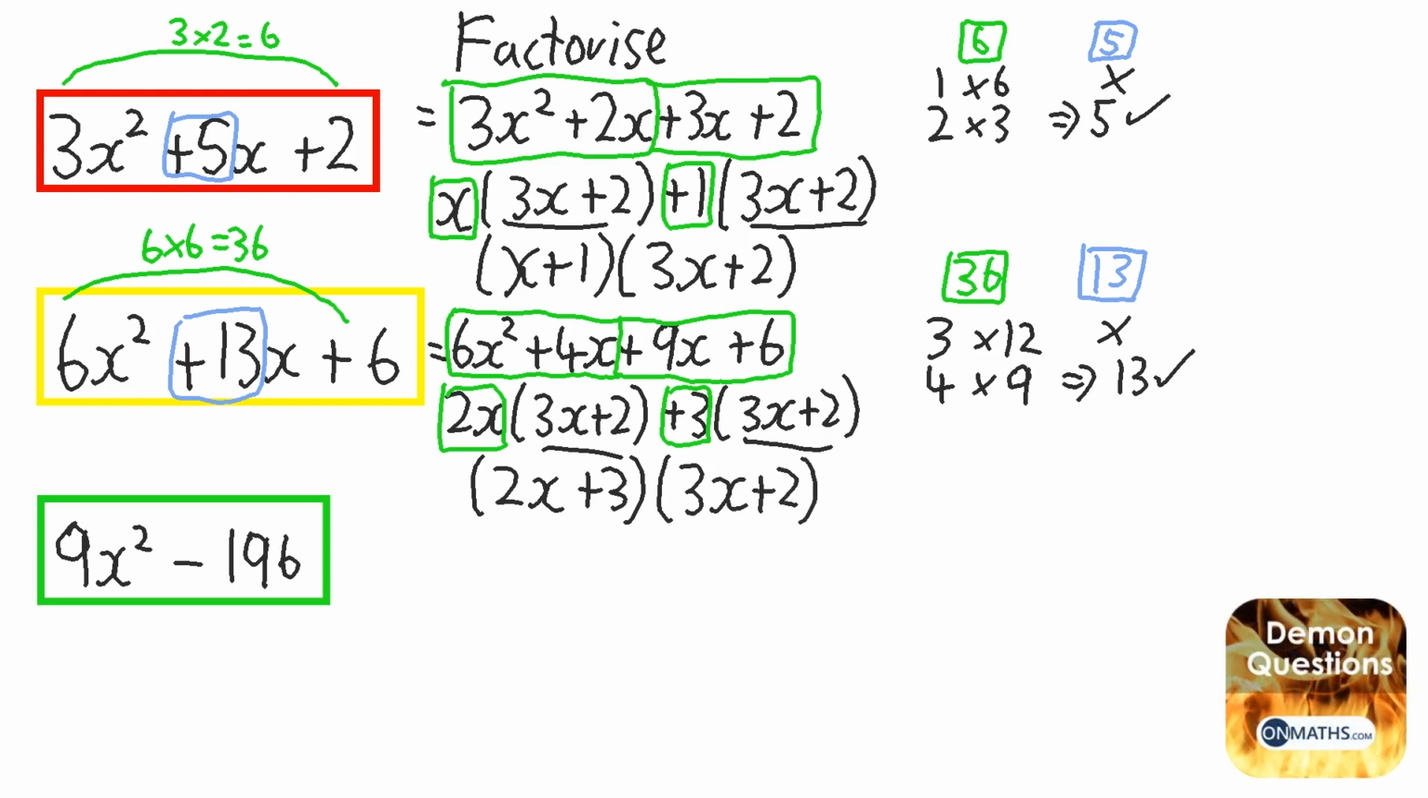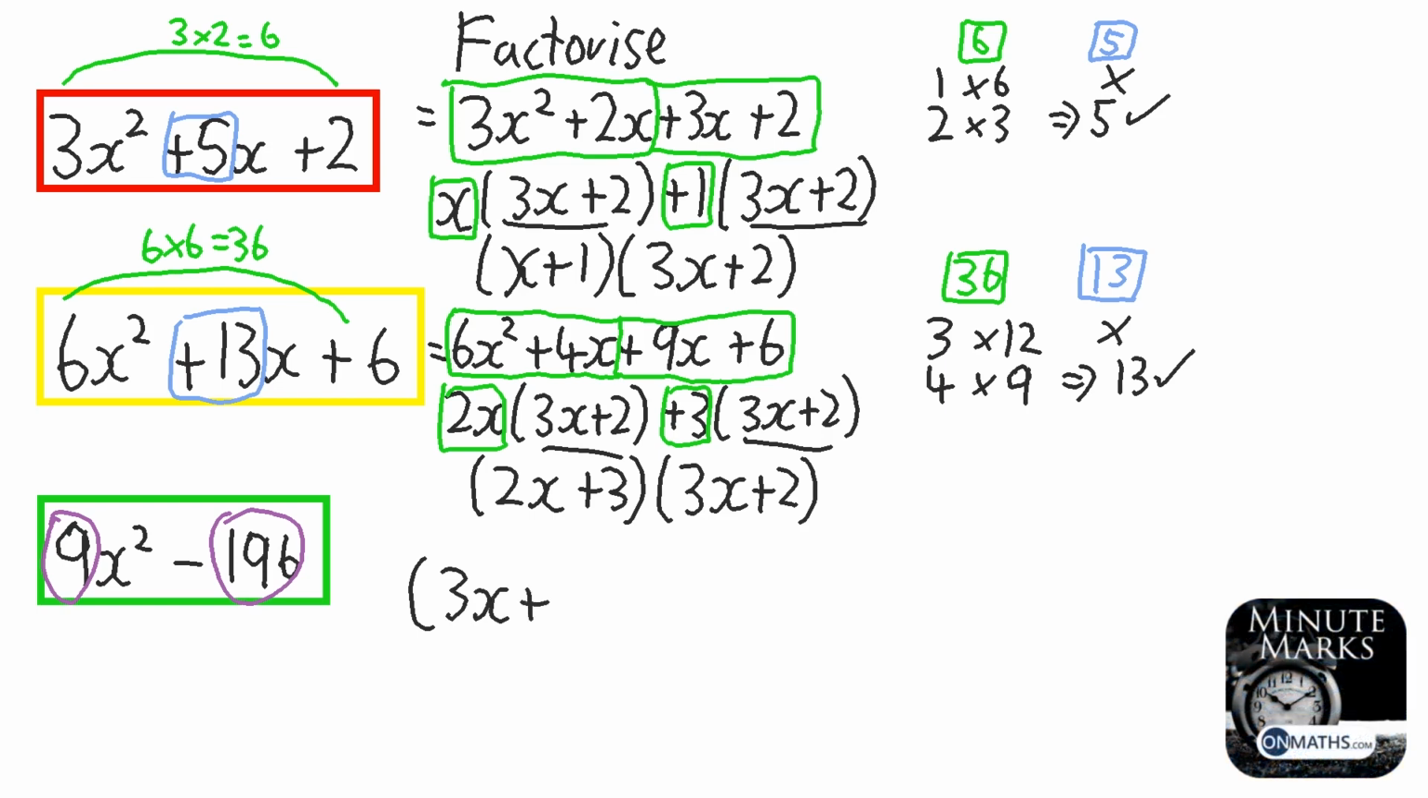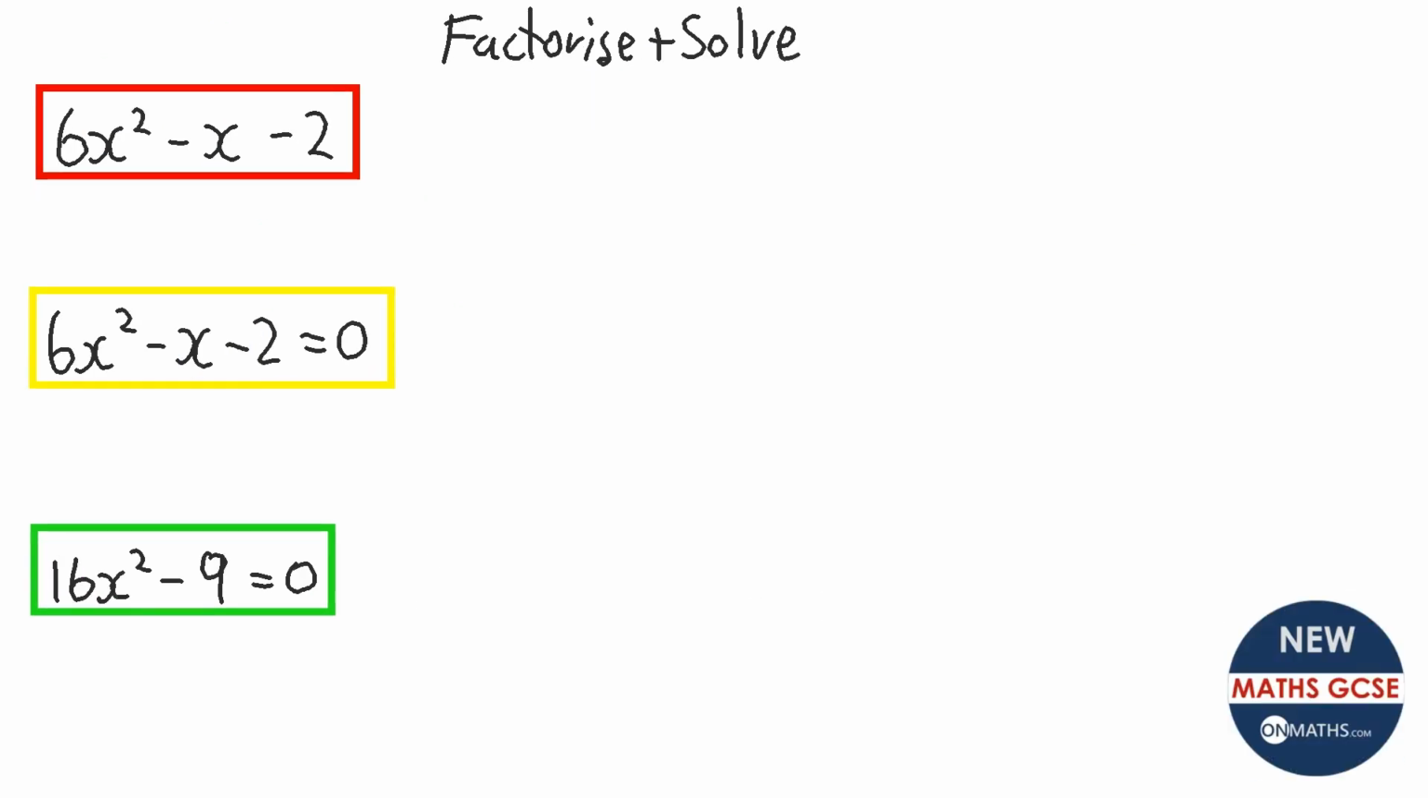And that's our answer. Okay, this last one, I'm looking at the square root of these two and just doing the difference of two squares. So that's going to be 3x plus, what is it, 14? And then 3x minus 14. Brilliant. Okay, have a go at these questions.